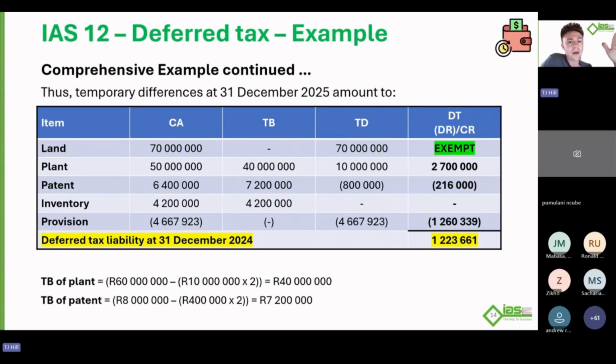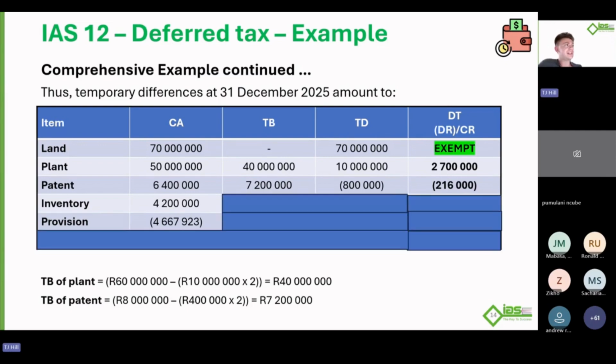Now we add up all of those balances, or each item's DT balance, which gives me an overall liability or asset balance. In this case, we end up in a liability position of 1223661. Okay. Then I must say, well, this is my new balance at the end of the year. Okay. I now need to get my balance to be there.